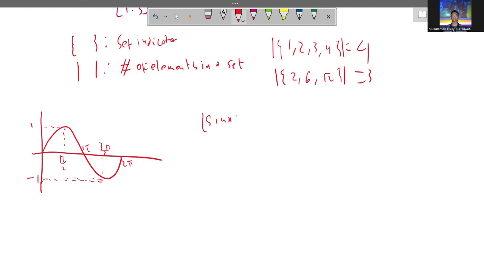If I take the GIF of sine of x, what does it do? It returns the largest integer that is lower than or equal to sine of x at any particular value of x. What would it look like? So if this is just sine x, then the graph of the GIF of sine x from 0 to 2 pi would look something like this.